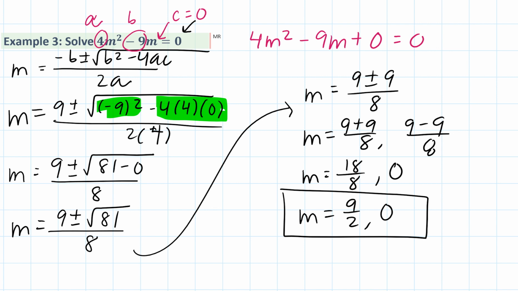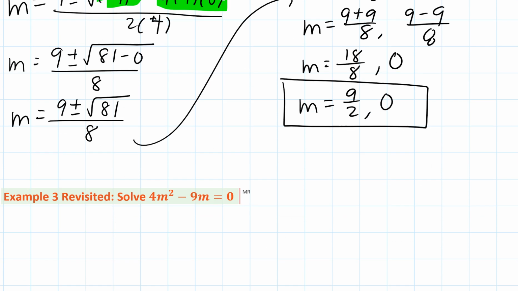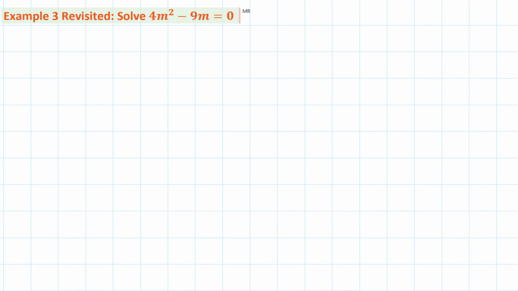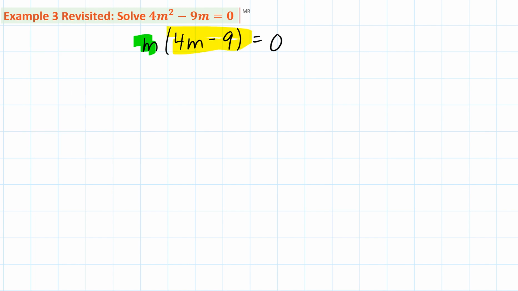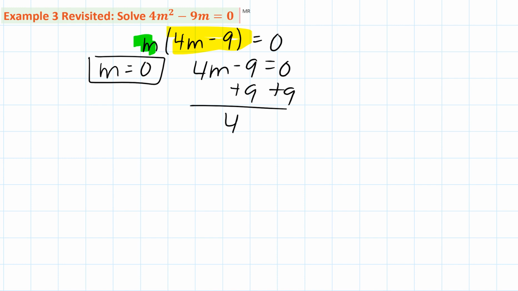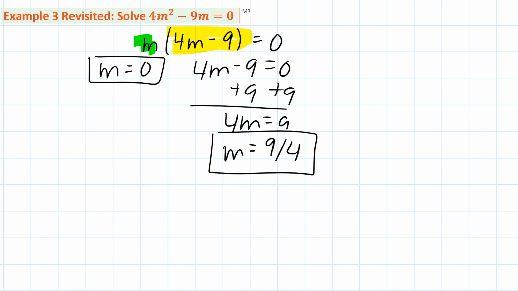But I'm hoping, this was quite a bit of work, I'm hoping some of you thought to yourselves, anytime I'm solving a quadratic equation, I might want to start by factoring first. Ooh, they both have an m. You take the m out, you get 4m minus 9 is 0. If I have two things that multiply to 0, one of those things must be 0 themselves. So you get m equals 0 is one solution, and m equals 9/4 is your other solution.